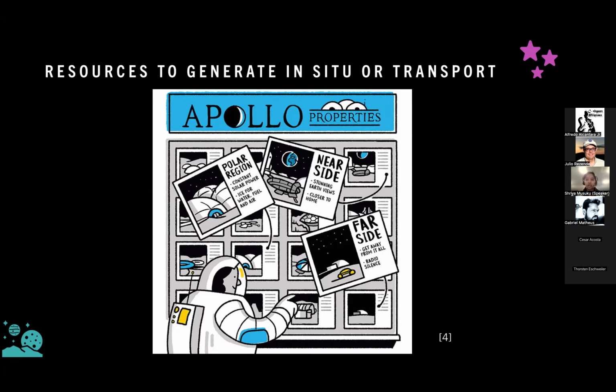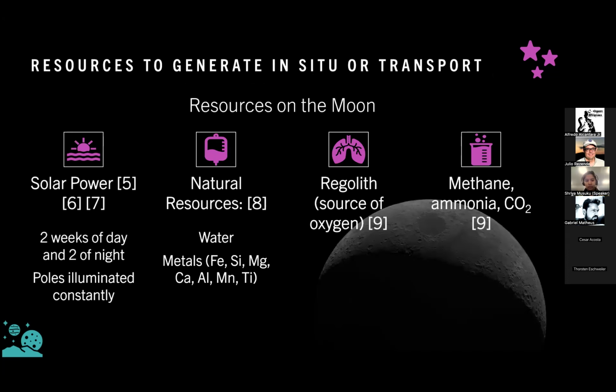The near side, great view of Earth. It's closer to home. It's got craters, so pros and cons there. The far side, same thing, but it's very, very dark, radio silence. It's going to be hard to come back to Earth if we want to launch ourselves over. So those are considerations that we should have when designing a colony.